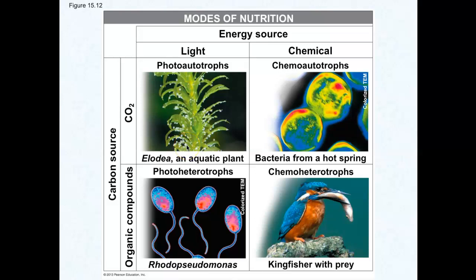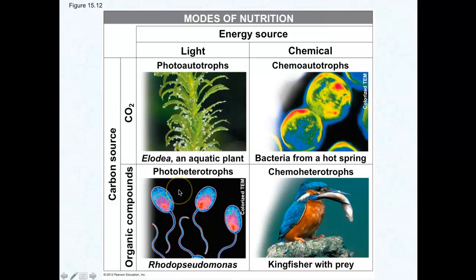You can put these four terms together, and that's what the box did. Hopefully you can see that this is the energy source: do you get it from light, or from chemicals? This is your carbon source: do you get it from inorganic precursors, or from organic compounds? So in this box, you get your energy from light and your carbon from inorganic sources. This would be your autotrophs, a photoautotroph. Plants are photoautotrophs.